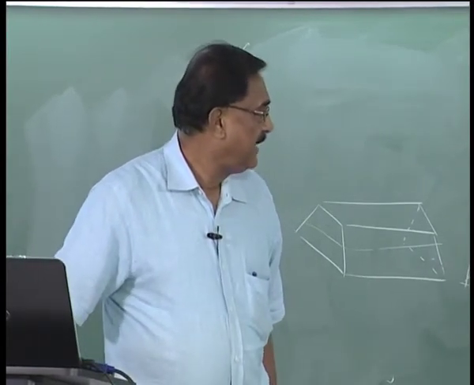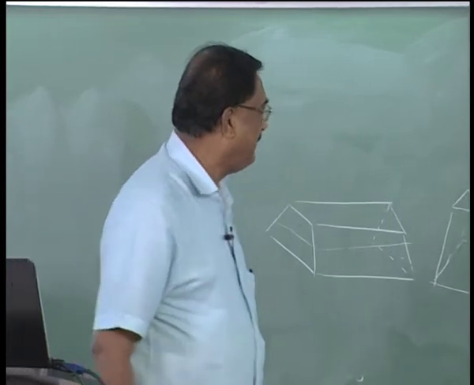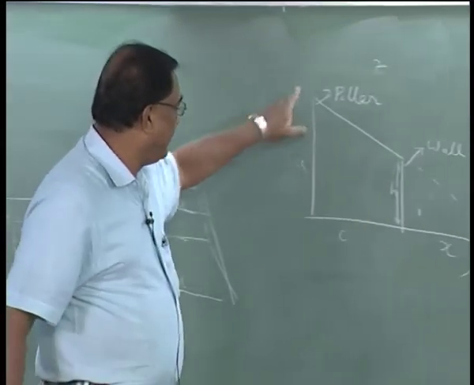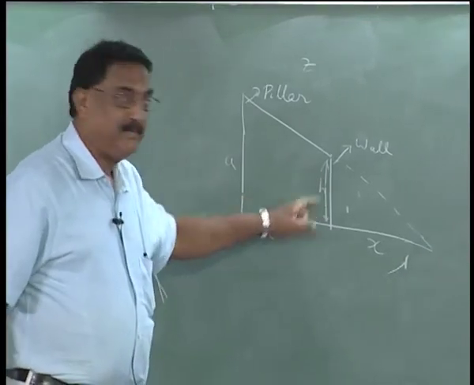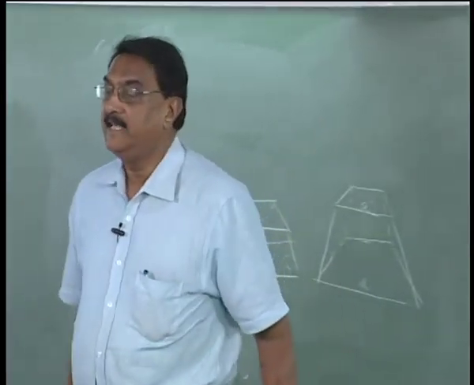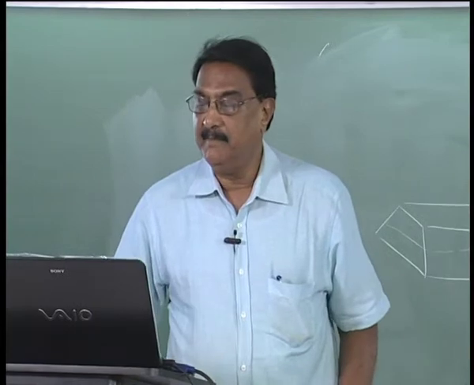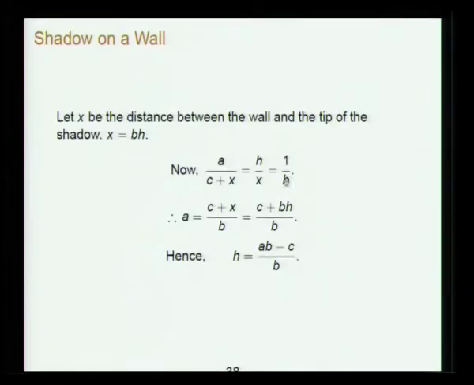If you take this triangle, a divided by c plus x is equal to h by x. These are two similar triangles, right. So a divided by c plus x is equal to h by x, which is 1 by b, because that is the definition. So a is (c plus x) by b, which is (c plus b h) by b. So h is (a b minus c) by b. That is how it is. The height and the shadow at any given time can be calculated like this.